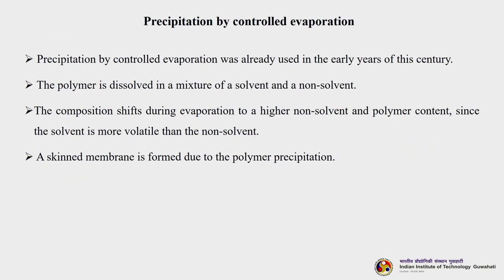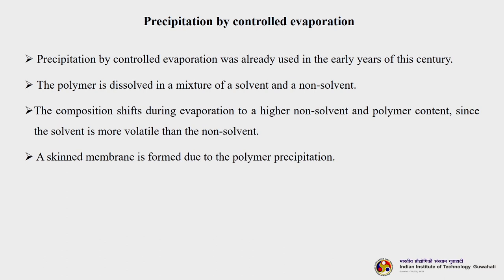The next one is precipitation by controlled evaporation. Precipitation by controlled evaporation was already used in the early years of this century. The polymer is dissolved in a mixture of a solvent and a non-solvent. When I am preparing the cast solution, the polymer is dissolved in a solvent which will dissolve the polymer, and here I am adding a non-solvent at this stage. Now, the composition of this solution, in which there is a solvent and a non-solvent, will shift during evaporation to a higher non-solvent and polymer content, since the solvent is more volatile than the non-solvent.